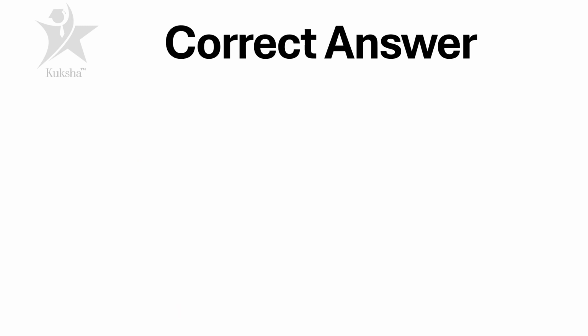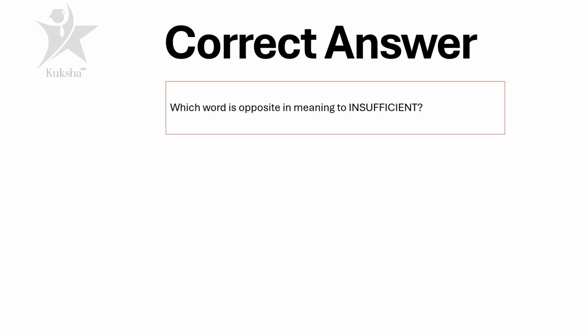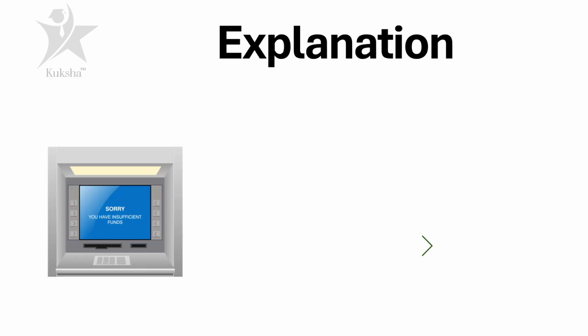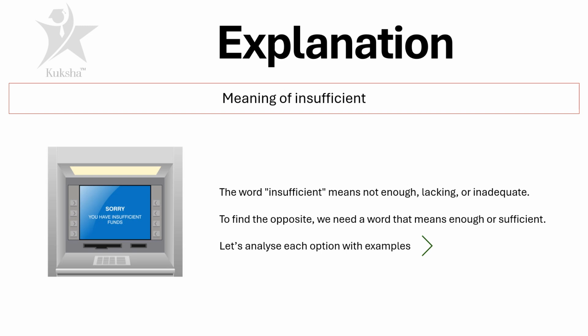Right, time's up. Let's look at the correct answer. The correct answer, which word is opposite in meaning to insufficient, is option number A, adequate. Now, let's find out first the explanation of what insufficient means. The word insufficient means not enough, lacking, or inadequate. To find the opposite, we need a word that means enough or sufficient. So let's analyze each option with some examples.